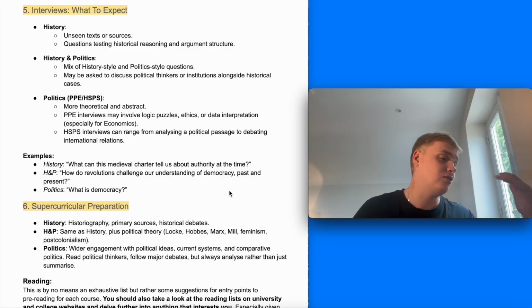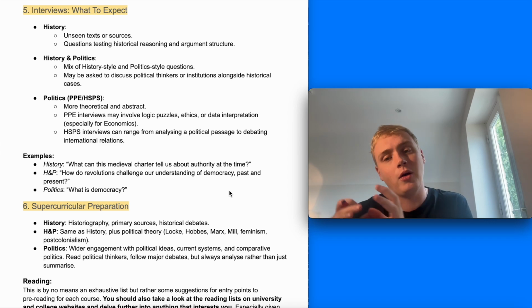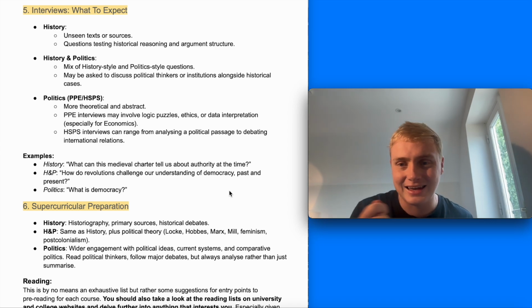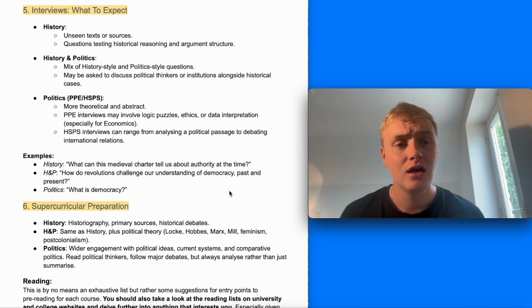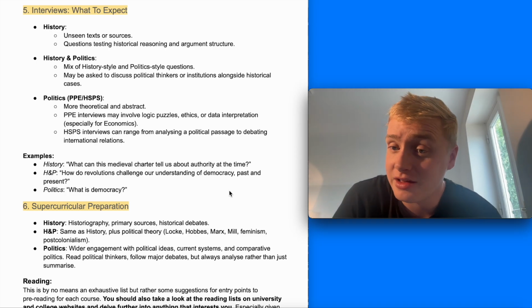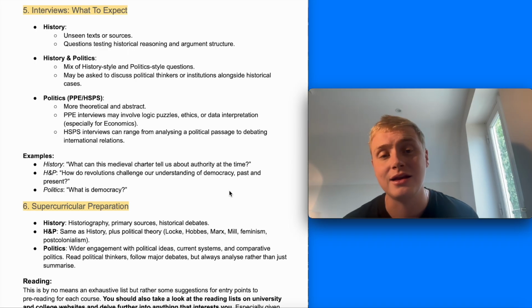So it might ask you about a historical period and how that might be different today, or what that might teach us about politics today. Really looking at linking the two, particularly at Cambridge. For politics, they can be like those we've just had a look at, but they could be more theoretical or abstract as well. PPE interviews often involve logical puzzles, ethics, or data. That's very much for the philosophy and economics aspects, and HSPS interviews can range from analysing a political passage to debating international relations.